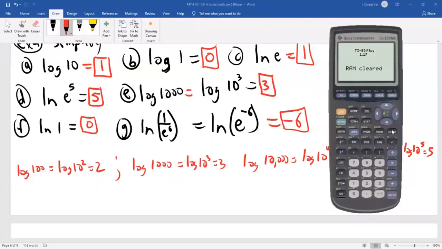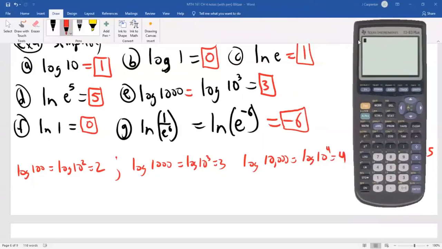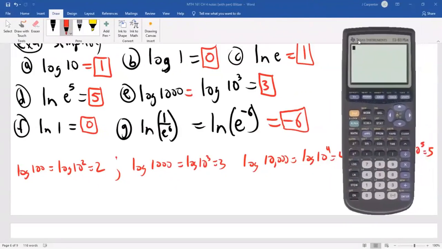So I've mentioned that you can put logarithms in calculators, but not always. Let's see if these are true. Let's see if our calculator agrees. LOG, oh, right here on my TI-83. If you can't find it on your calculator, Google it.